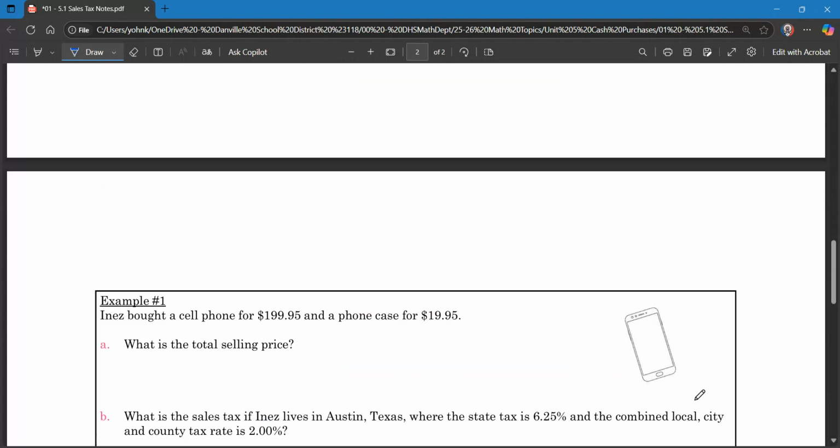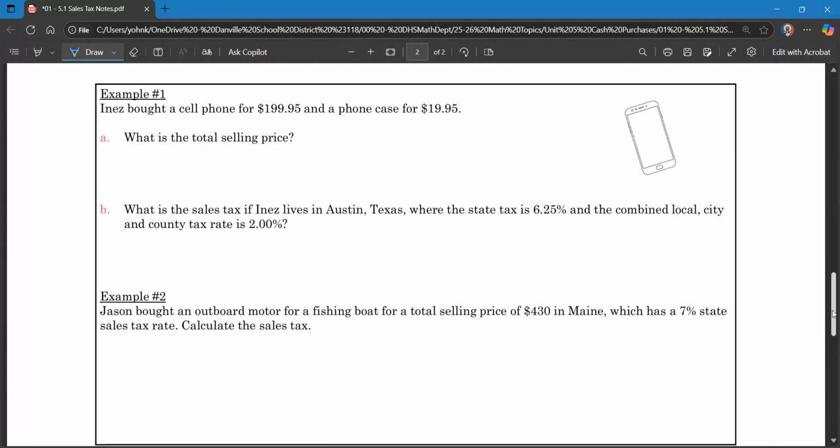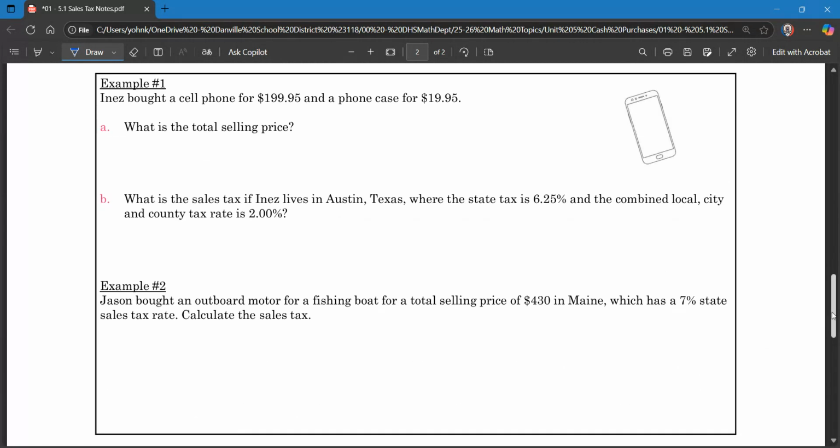All right, so let's see what we got. Example number 1. Inez bought a cell phone for $199.95 and a phone case for $19.95. What is the total selling price? Well, total selling price is when you add up all the items that you purchased. So you purchased a cell phone for $199.95 and a phone case for $19.95. If I add those together, that's $219.90.